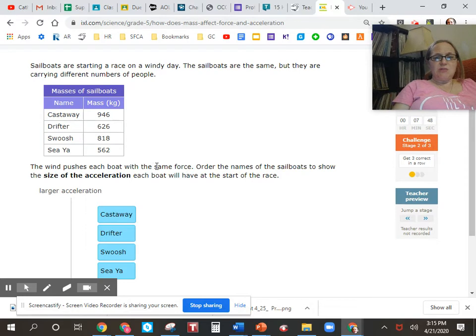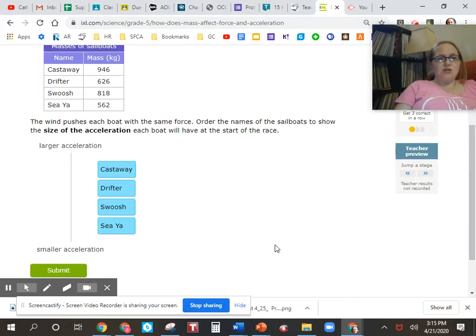So the wind pushes each boat with the same force. Order the names of the sailboats to show the size of acceleration each boat will have. So if it is going to have a larger acceleration, that means we're going to have a smaller mass. So, okay, because it has a smaller mass, it weighs less, so therefore it's going to be able to go faster. It's going to accelerate faster. Let's see, and then what has the next one? So then Drifter seems like it would be the next one. Then Swoosh, and Castaway has the largest mass, so that one would have the smallest amount of acceleration.